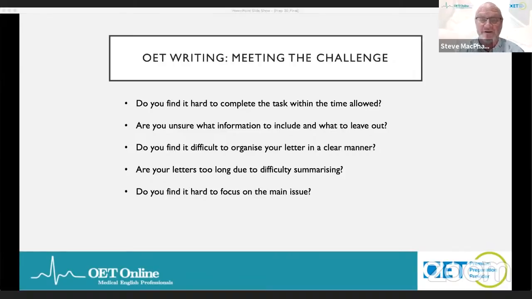Do you find it hard to complete the writing task within the time allowed? Are you unsure what information to include and what to leave out? Do you find it difficult to organize your letter in a clear manner? Are your letters too long, perhaps due to difficulty summarizing? Or do you find it hard to focus on the main issue? Just type in your response to any of those questions there, everyone, and any of your thoughts about writing when you see that set of case notes. How do you feel? Do you feel confident or do you feel a bit worried? How do you feel?